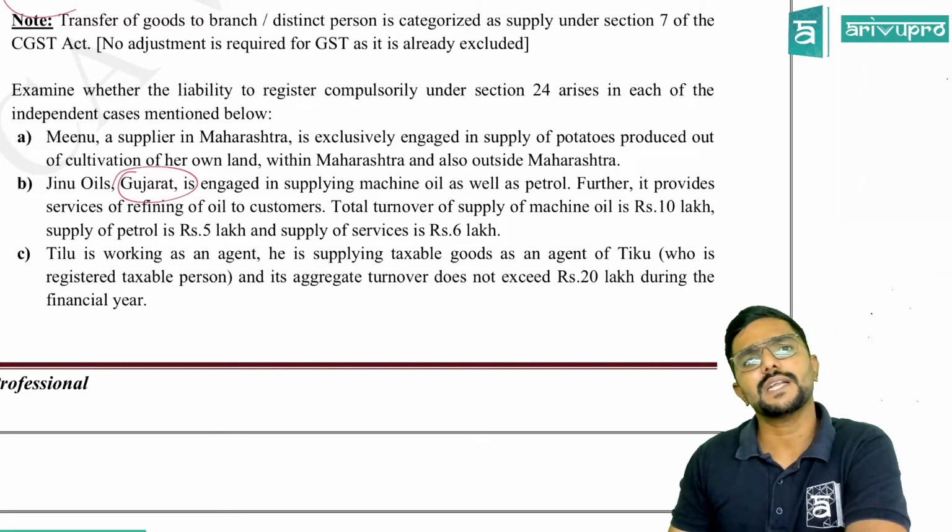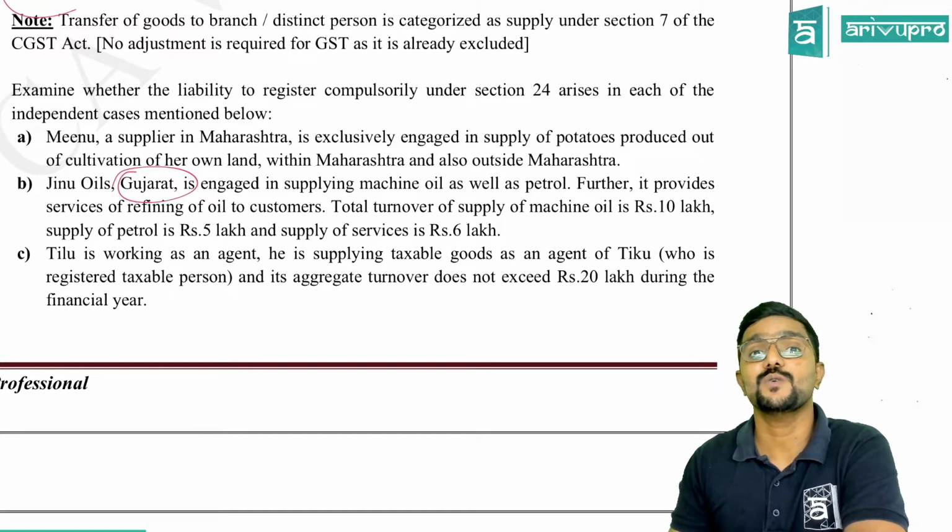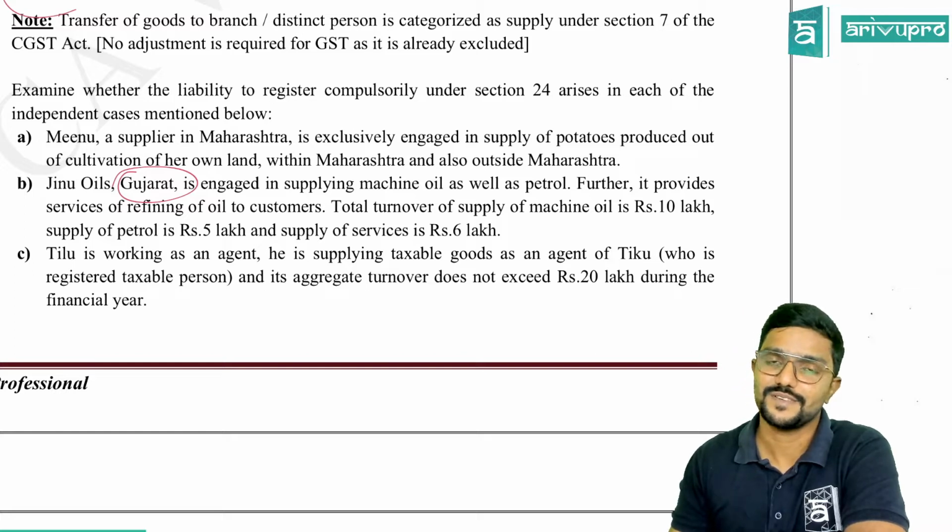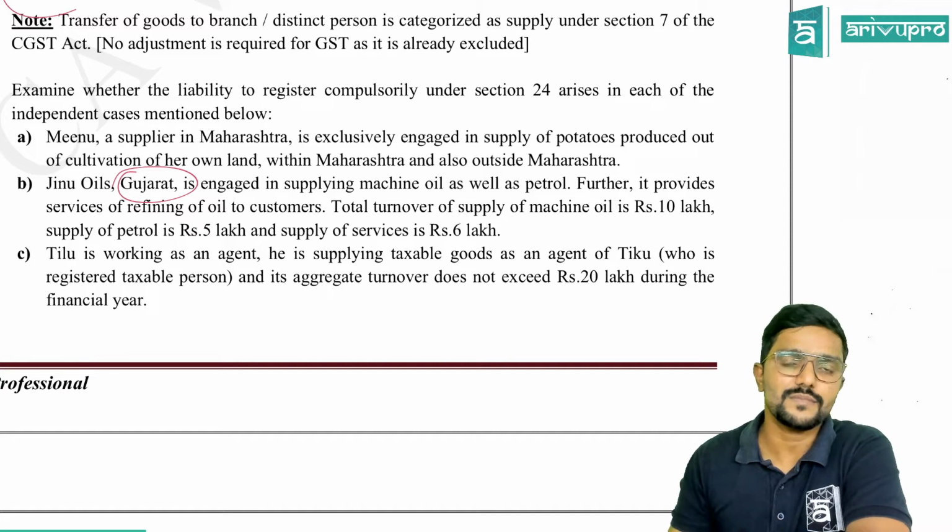Clear? Sir, is the 40 lakh limit applicable for them? No, they are providing goods as well as services. 40 lakh is only for exclusive supplier of goods. So please be careful. Okay.